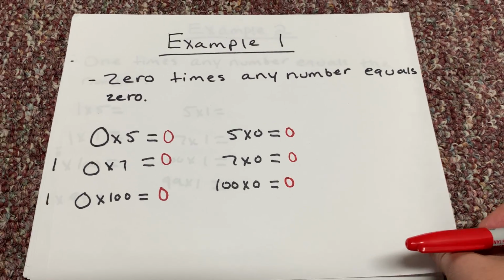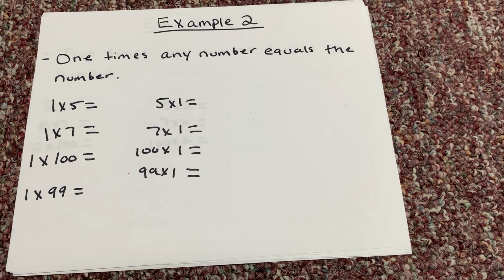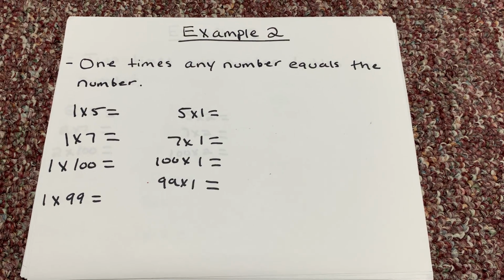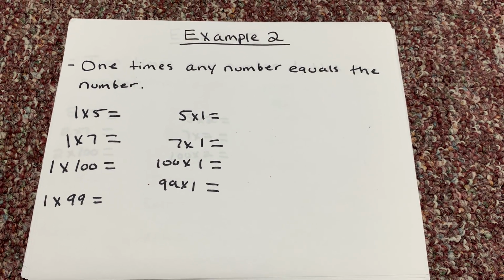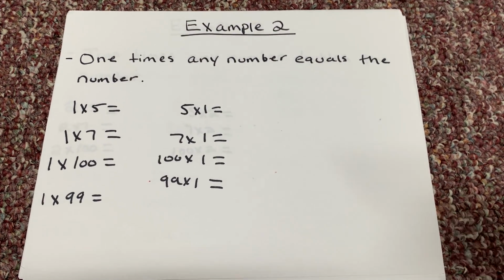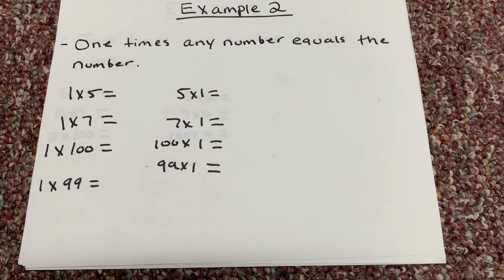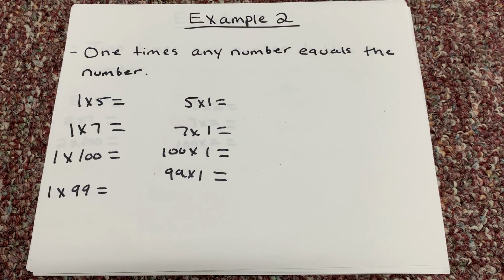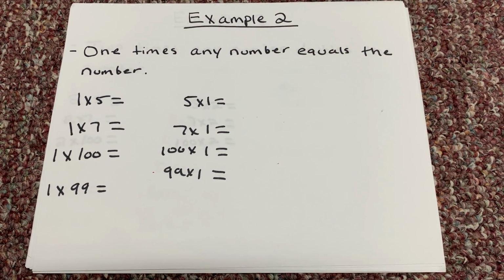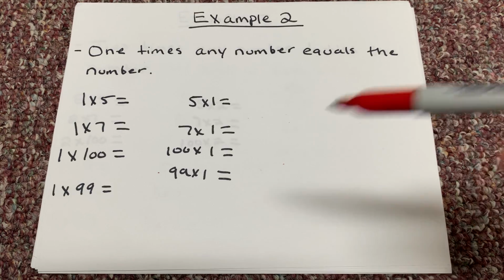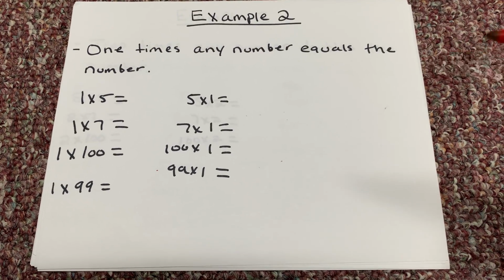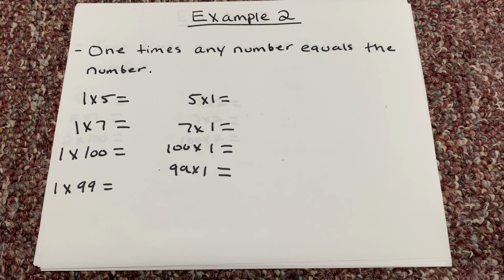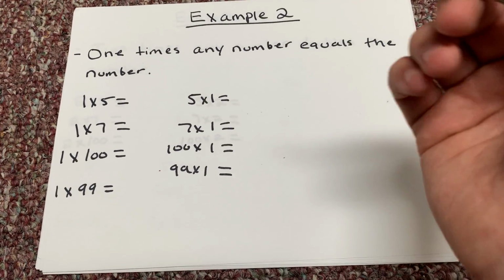Let's look at another example now. We're going to be looking at the number 1. So 1 times any number equals the number. If I have, for example, on my left side here, 1 times 5, 1 times 7, 1 times 100, 1 times 99, and again, flipped in the other order on the right side, 5 times 1, 7 times 1, 100 times 1, 99 times 1. Anytime we're multiplying by 1, we're going to get that same exact number we're multiplying by.